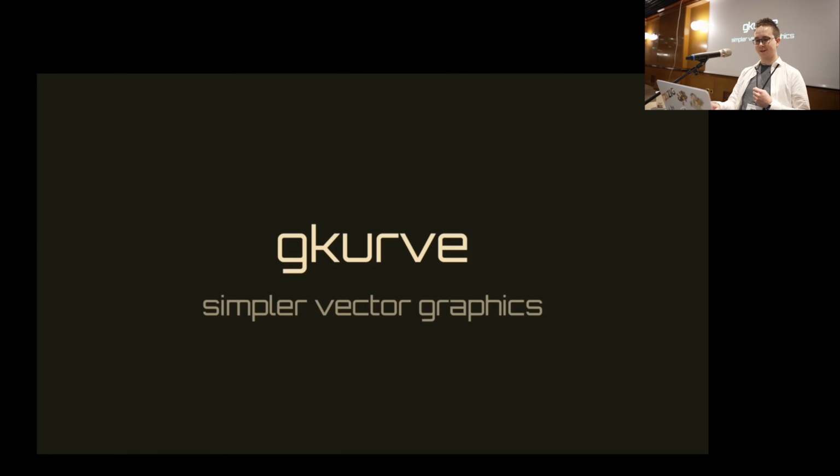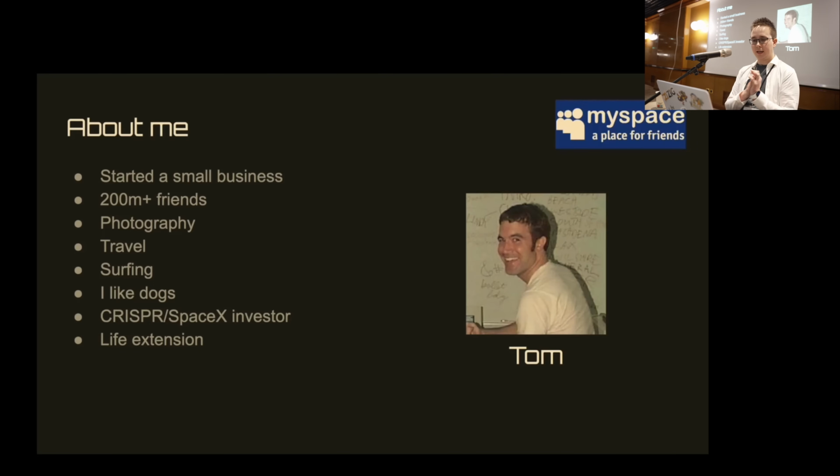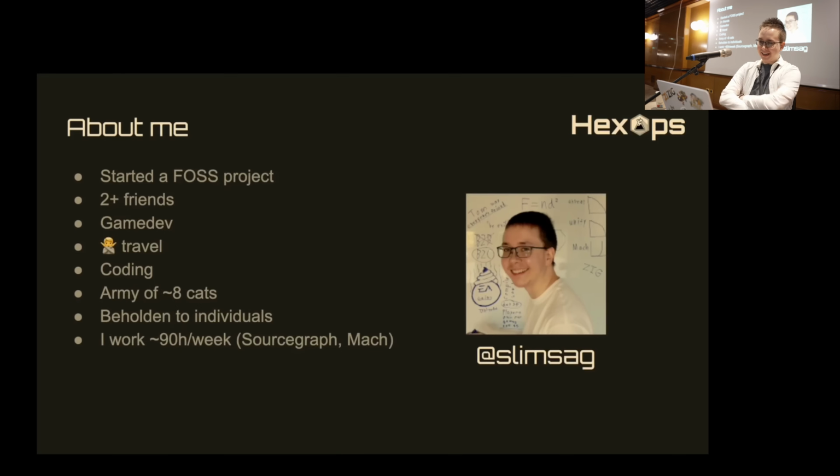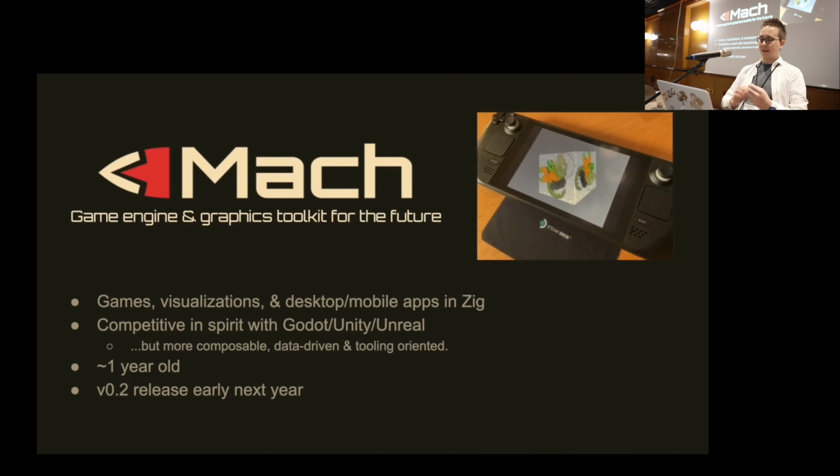Cool. So a little bit about me. Started a small business. This is not the right slide. All right. So did an open source project. I've got a few friends. I like game dev. Not a huge fan of travel, but I made it here. I do a bit of coding. I like cats. I work a lot. So that's a bit about me.